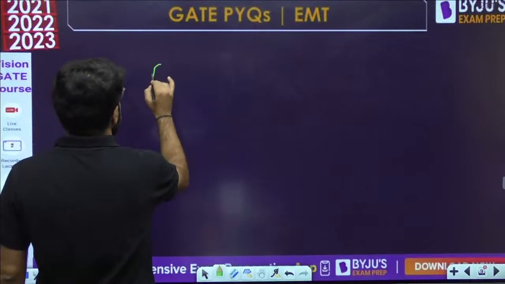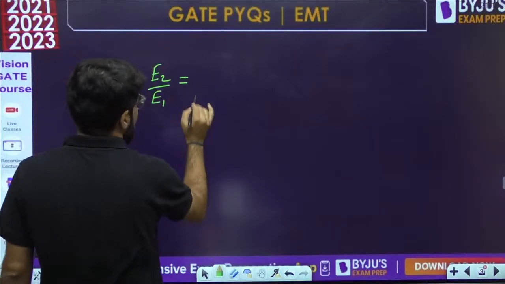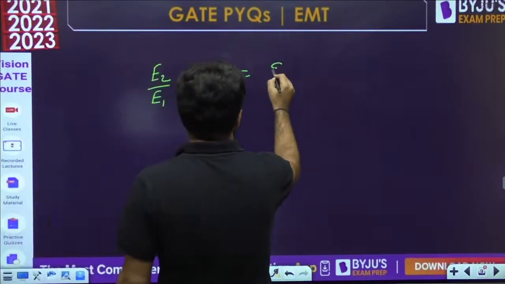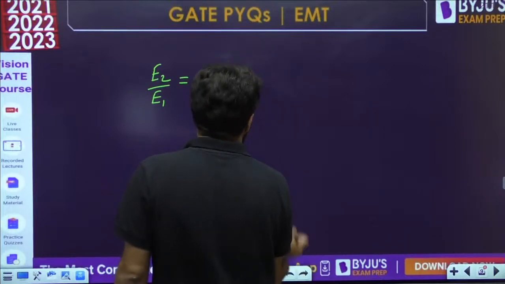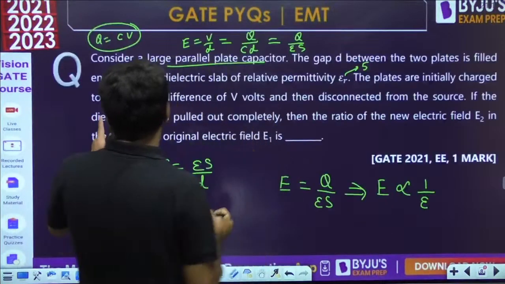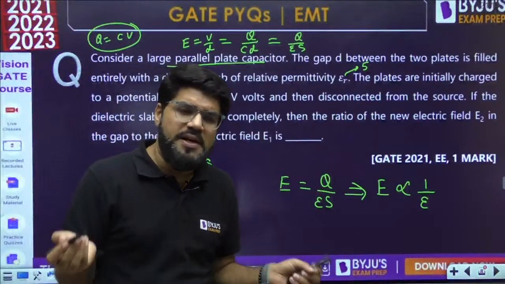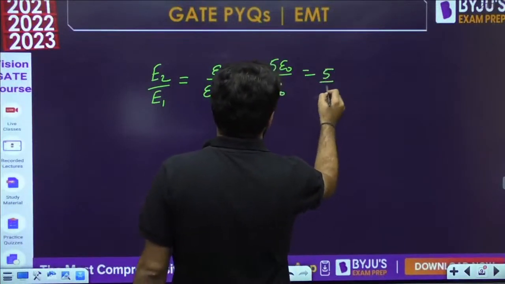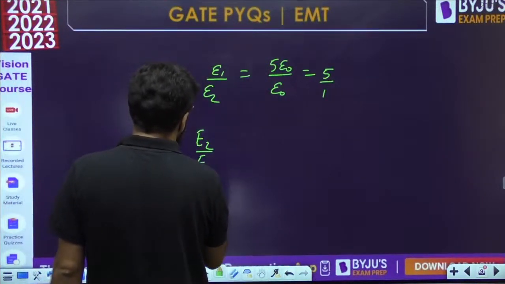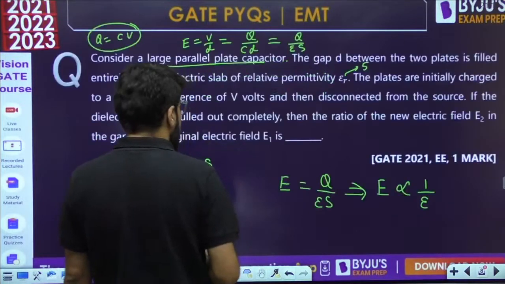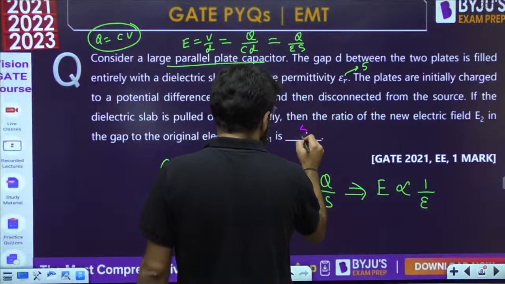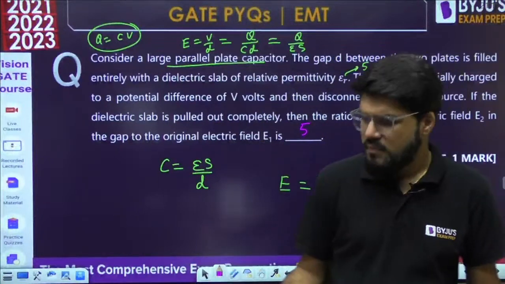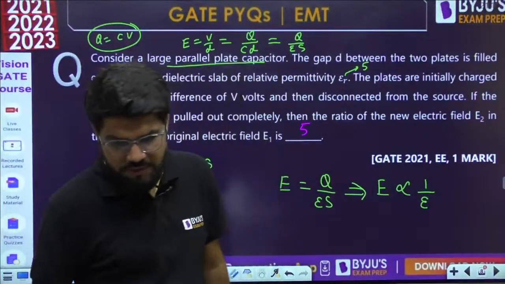So what is E2 by E1? Because it is inversely proportional, that is epsilon 1 upon epsilon 2. Epsilon 1 is equal to 5 epsilon naught. And now the dielectric slab is pulled out completely. If it is pulled out completely, what is there inside? Nothing, vacuum, air. So the permittivity will be epsilon naught. So the answer is 5 by 1. The ratio E2 by E1 is simply 5. As a numerical answer type, I will place the answer as 5. My final correct answer is 5.